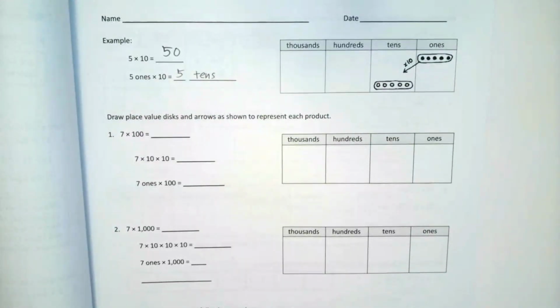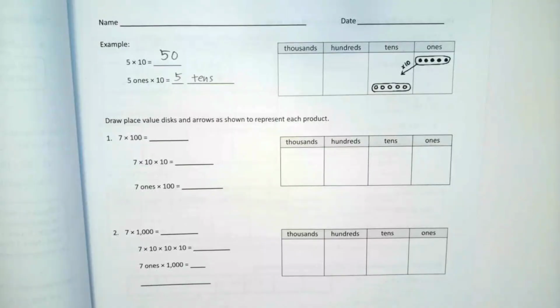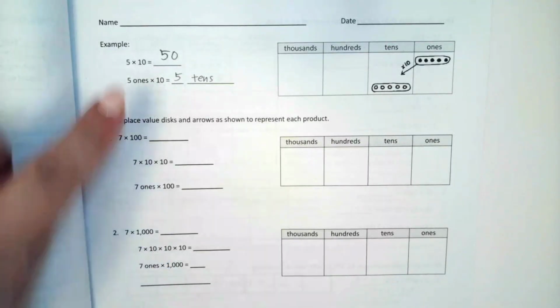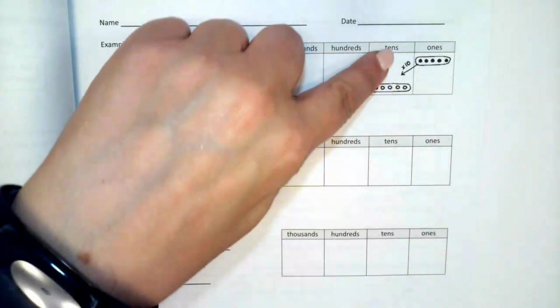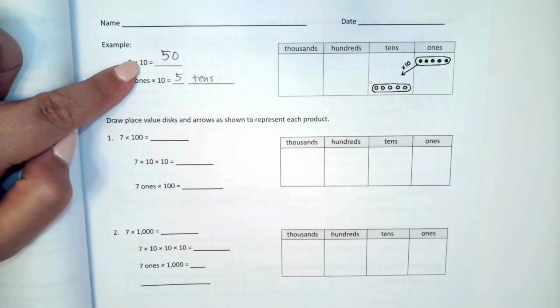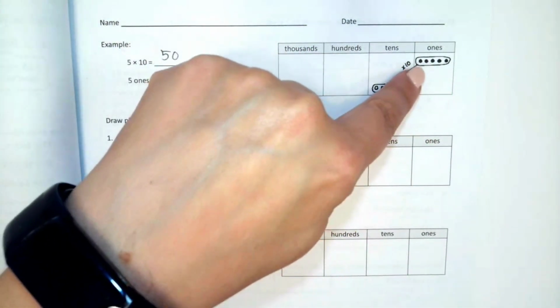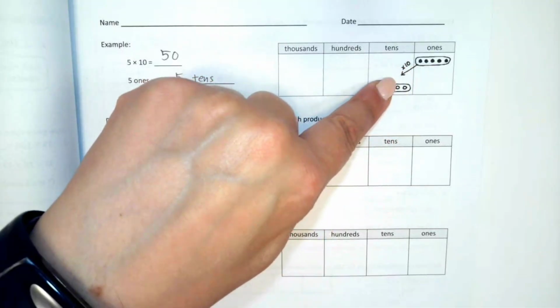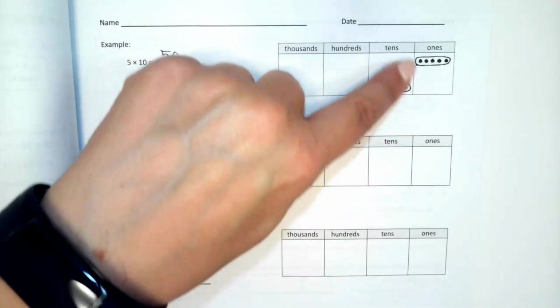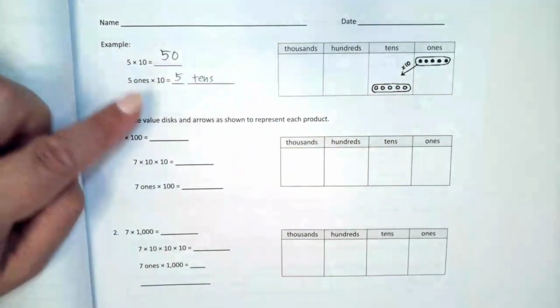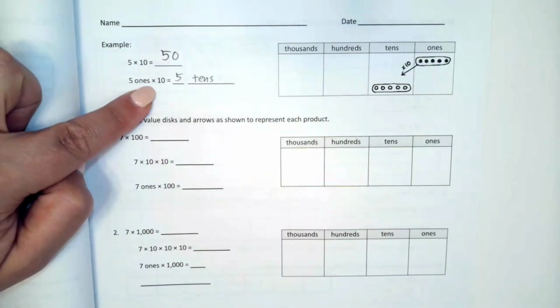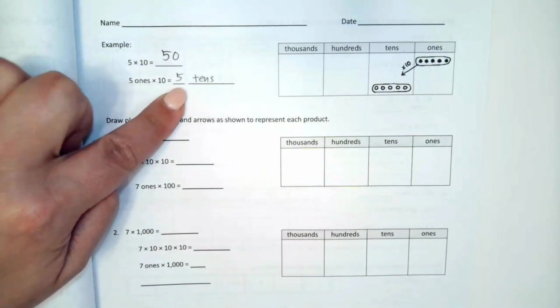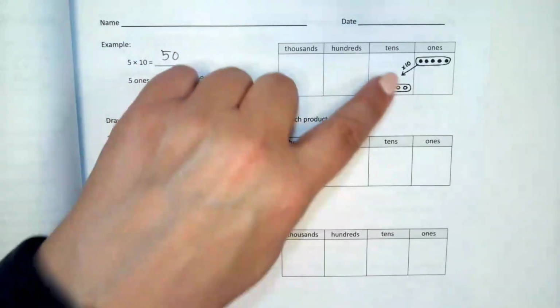We are on page 135, lesson 4, homework problems. The first one is an example for you. You can look at the example and see 5 times 10. Here's 5 ones, and multiplying by 10 means go one place value column to the left, right? And they land in the tens place. So 5 ones times 10 gets you to 5 tens, which is 50.